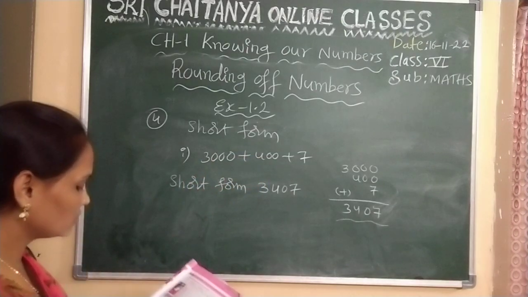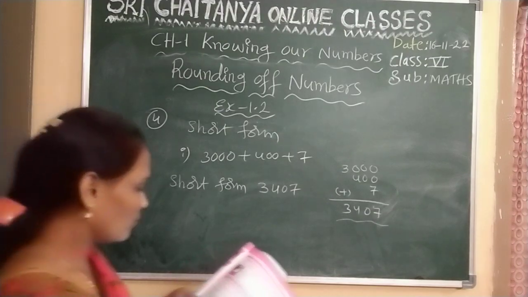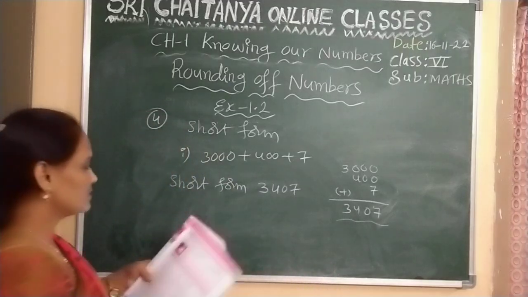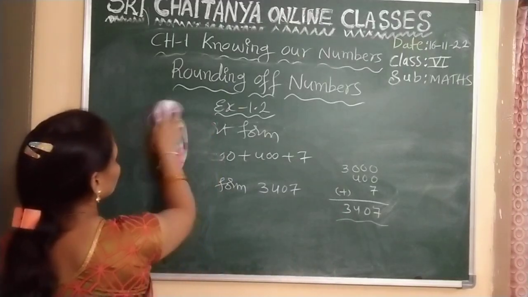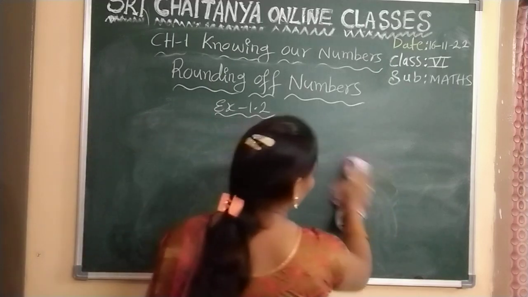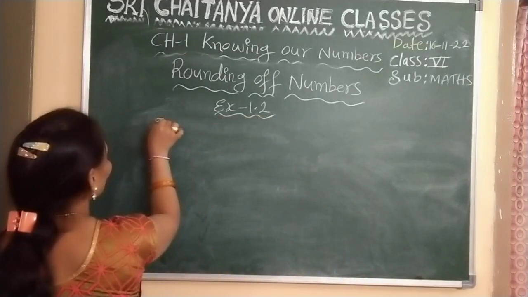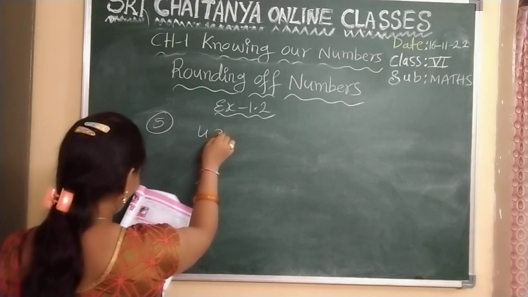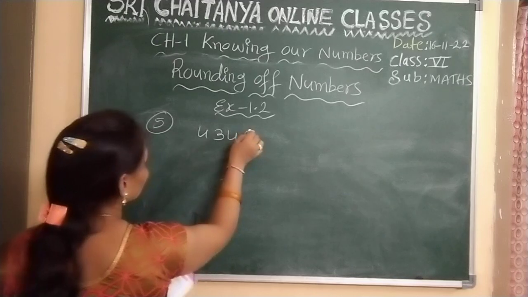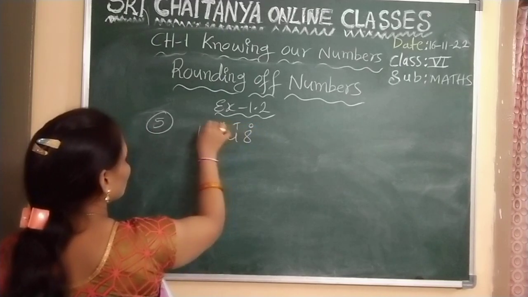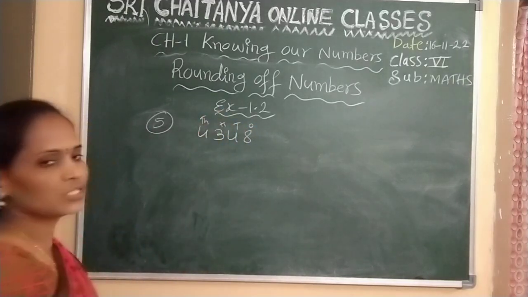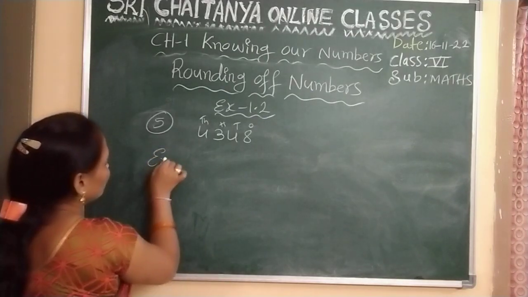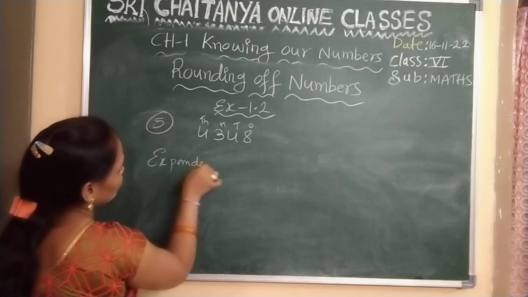Next, the fifth question is the reverse: write the expanded form of the numbers. They give the short form, meaning a number. So 4348. Ones, tens, hundreds, thousands. We should write it in expanded form. Simply, we can write the expanded form.